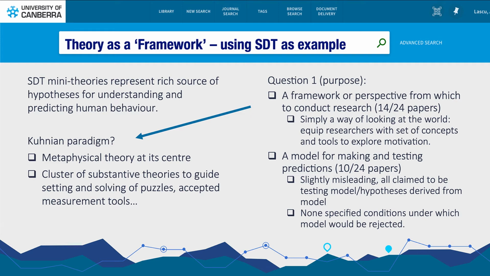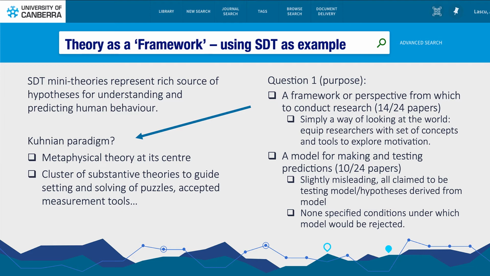When answering question 1, which is what was the purpose, a framework or perspective from which to conduct research was claimed to be the purpose in 14 out of the 24 papers. So it was simply a way of looking at the world and equipping researchers with a set of concepts and tools to explore motivation. That's the role that self-determination theory plays.